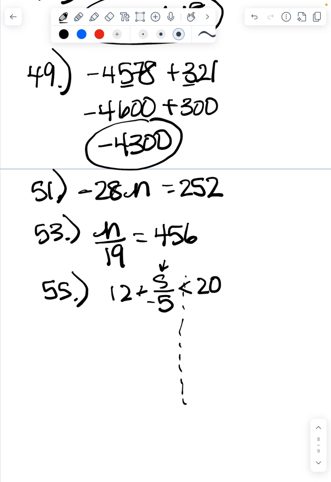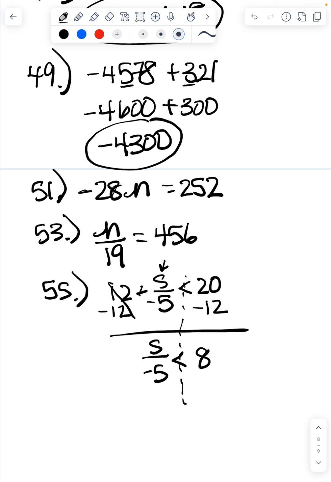The second thing we would do is add 12 to it, which means we're going to do the last thing first. We're going to undo the last thing first and subtract 12. If you do it on the left, you do it on the right. That leaves me with s divided by negative 5 is less than 8. Now I need to multiply both sides by negative 5. That's going to give me s. I multiplied both sides of an inequality by a negative. That means I need to flip my sign and then get negative 40. So the answer is A.